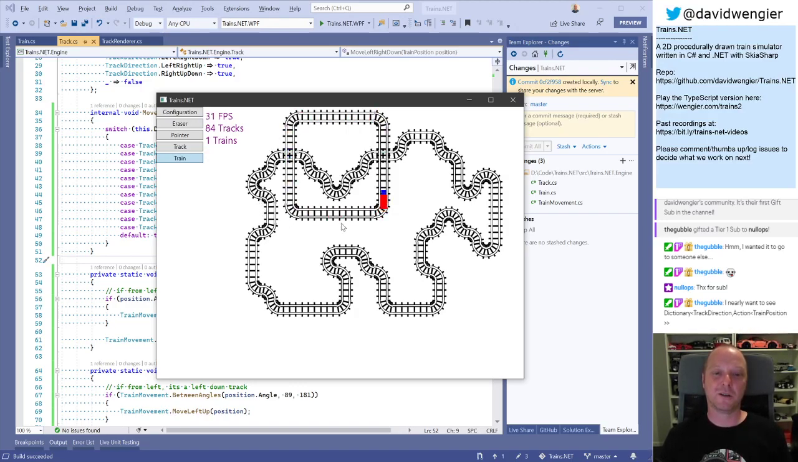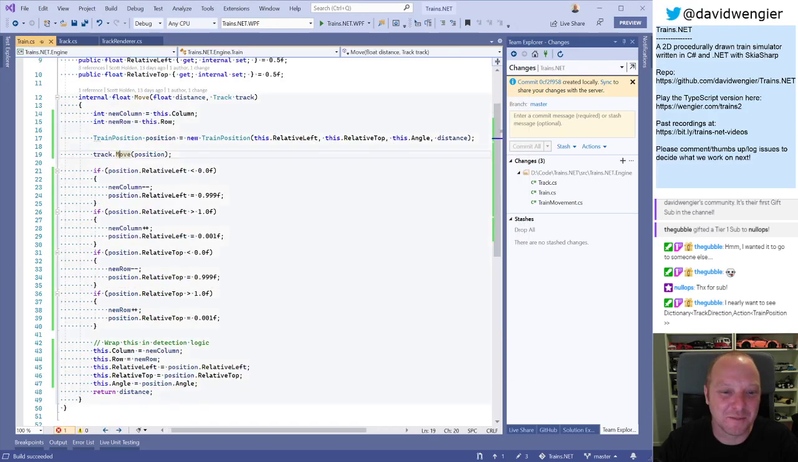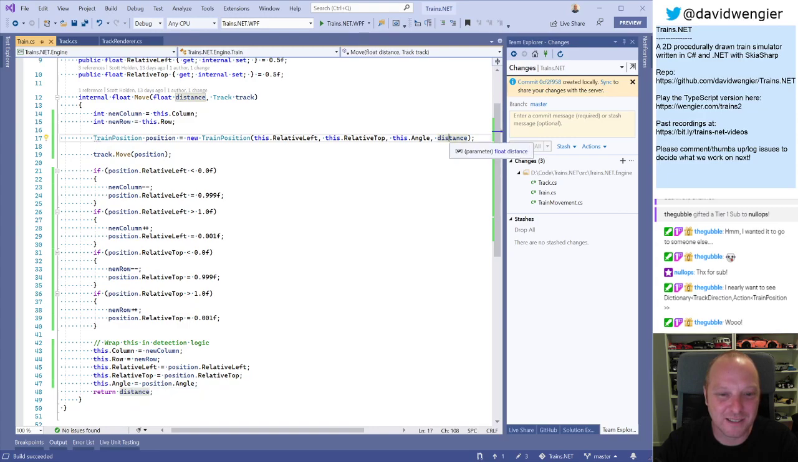Oh my god! Okay. What? So, I'm gonna guess that I've buggered up the distance stuff in here. Return distance. Return position dot distance. There we are.